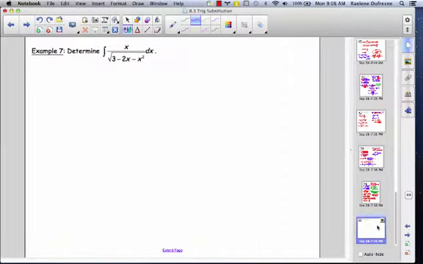In the last exercise, we want to determine the integral of x over the square root of 3 minus 2x minus x squared, all times dx. Well, here we recognize we need to complete the square, otherwise we can't see the forms x squared minus a squared, x squared plus a squared, or a squared minus x squared.